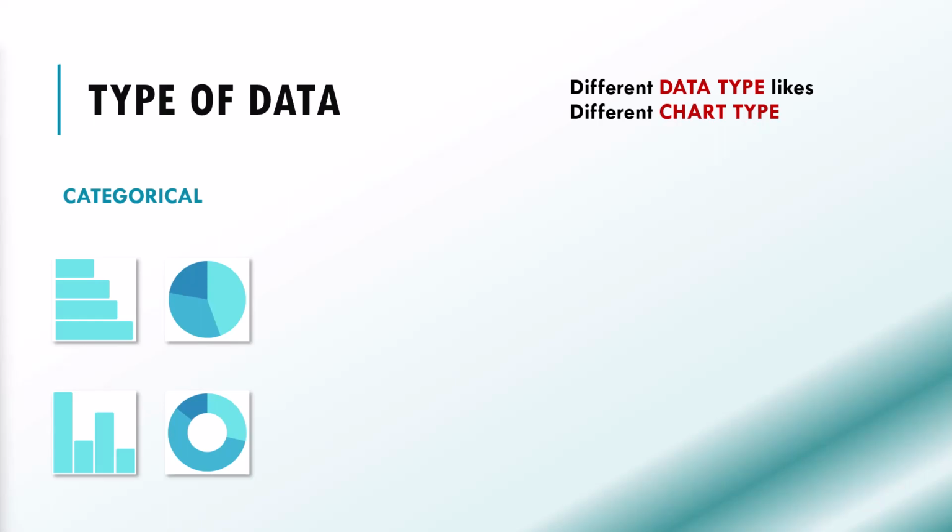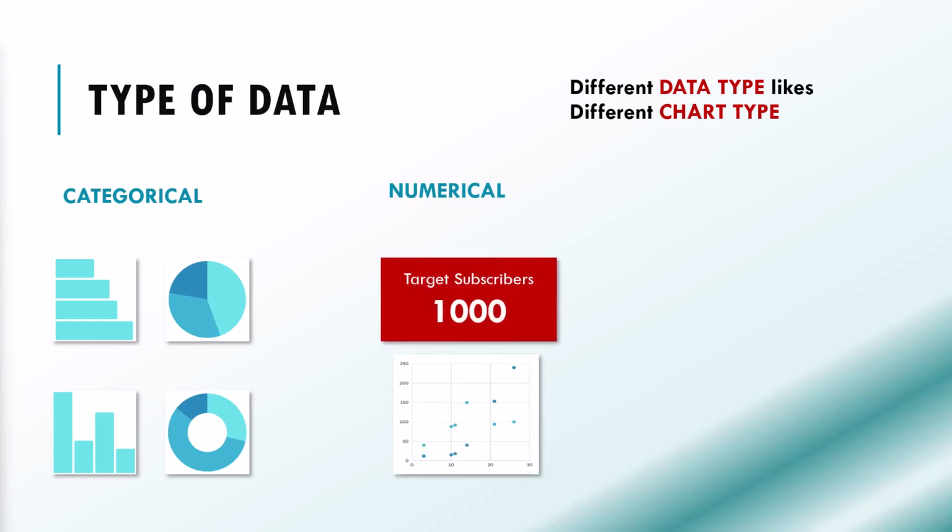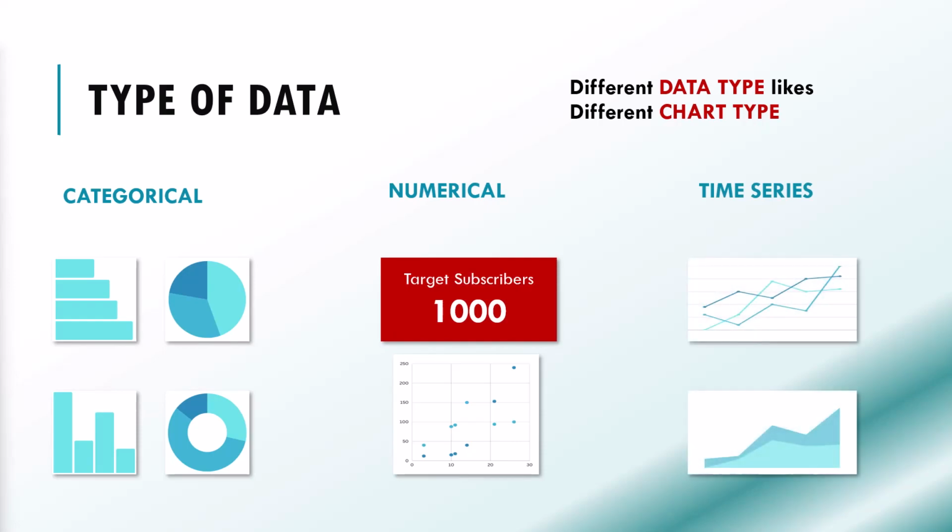Then there's numerical data, which is about numbers, like count of objects, revenue, or cost. So an XY scatter plot or a single KPI card will do. And time series data? Well, that's data collected over time, like days, months, or years. So go with a line chart or area chart.